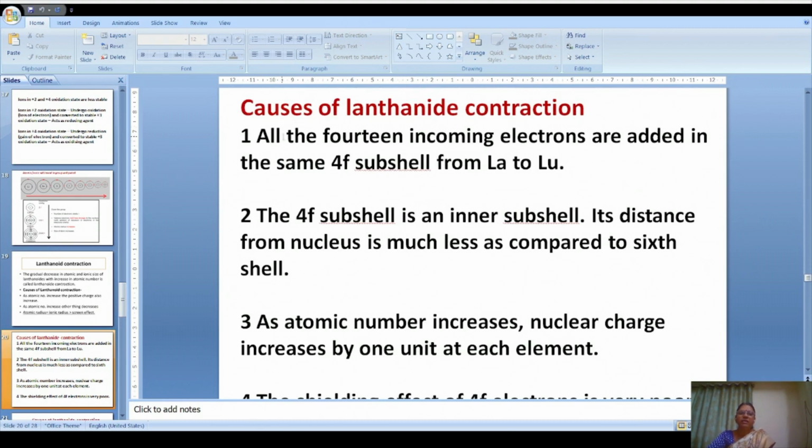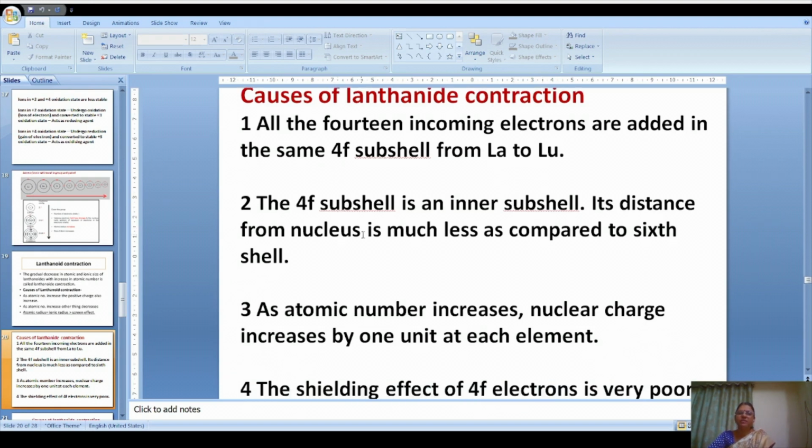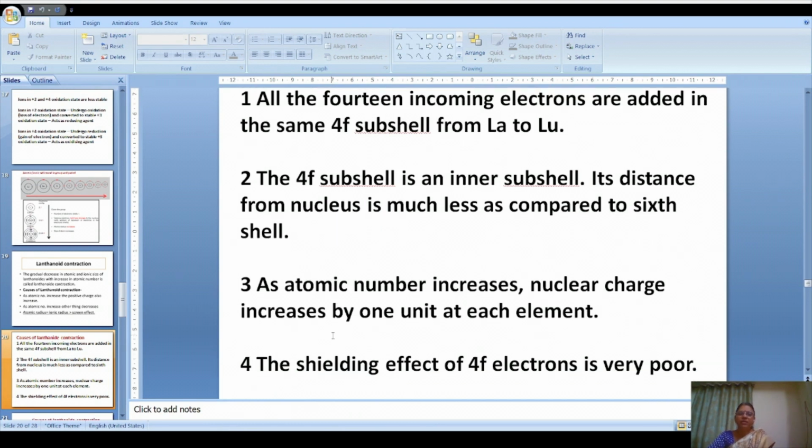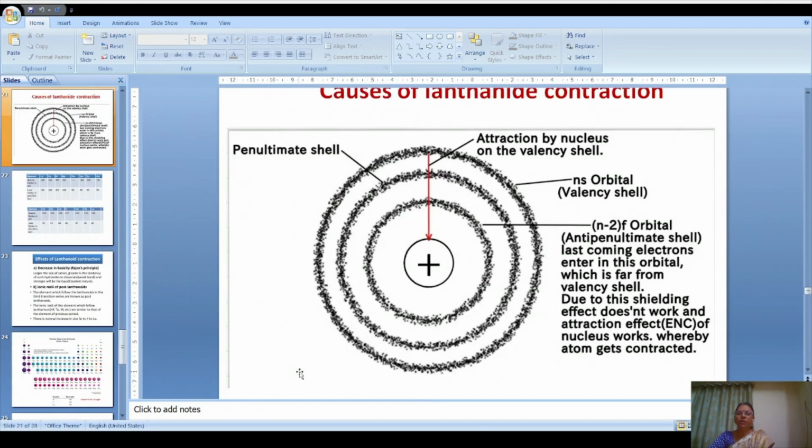The cause is that all 14 incoming electrons are added in the same subshell, that is the 4f subshell, from lanthanum to lutetium. The 4f subshell is an inner subshell, and its distance from the nucleus is much less compared to the 6s shell. As atomic number increases, nuclear charge increases, that is the number of protons increases by 1 unit at each element, and we know that the shielding effect of 4f electrons is very poor.